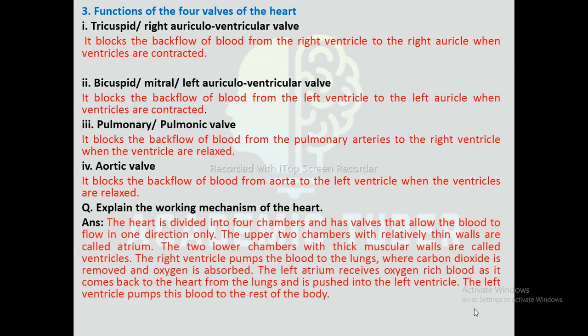Working mechanism of heart. The heart is divided into four chambers and has valves that allow the blood to flow in one direction only. The upper two chambers with relatively thin walls are called atria. The lower two chambers with thick muscular walls are called ventricles. The right ventricle pumps the blood to the lungs where carbon dioxide is removed and oxygen is absorbed. The left atrium receives oxygen-rich blood as it comes back to the heart from the lungs and pushes it into the left ventricle. The left ventricle pumps this blood to the rest of the body.